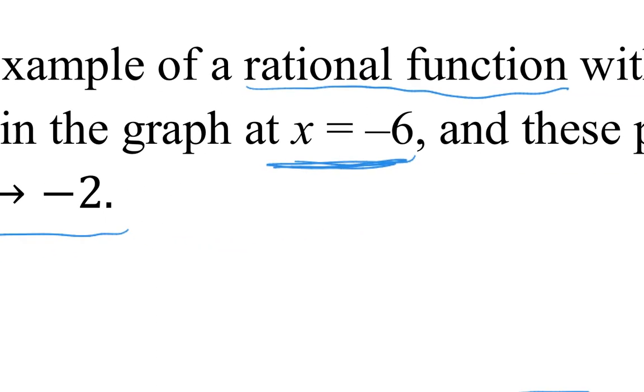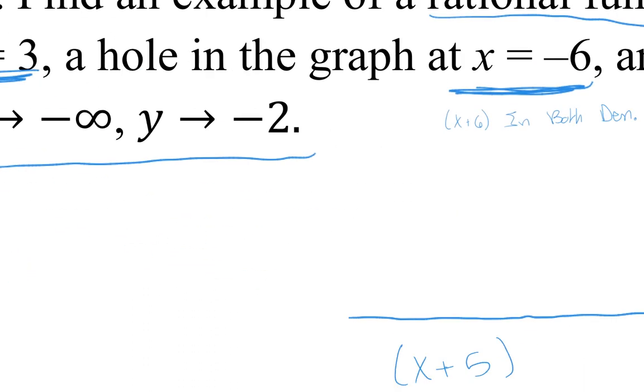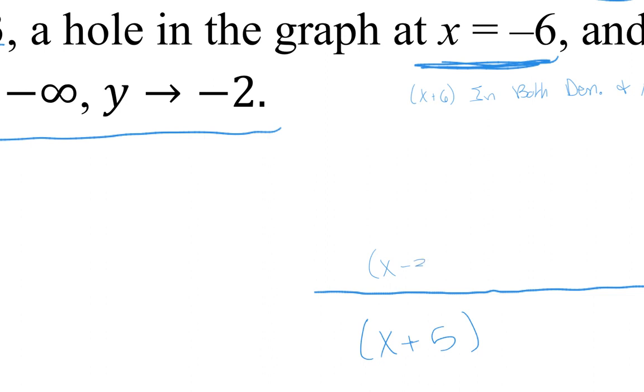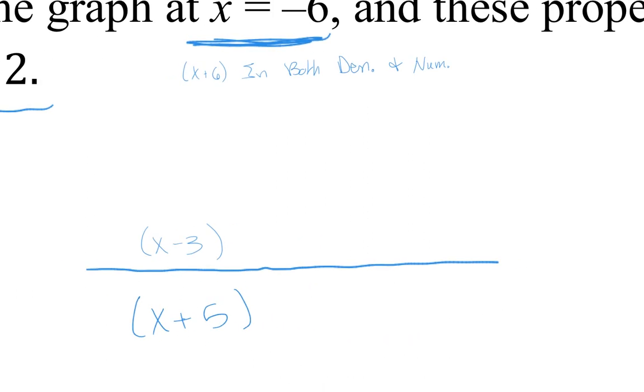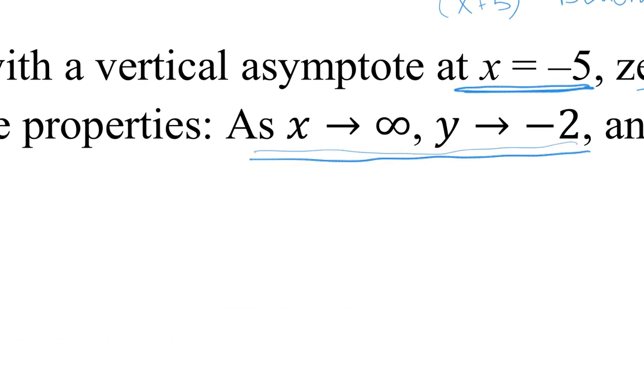We know we have a hole at x equals -6, so that means x plus 6 in both the denominator and the numerator. So let me go ahead and take this, and that. So we know we have x minus 3 in the numerator. Then I know I have x plus 6 in both. Now we're given our end properties up here.